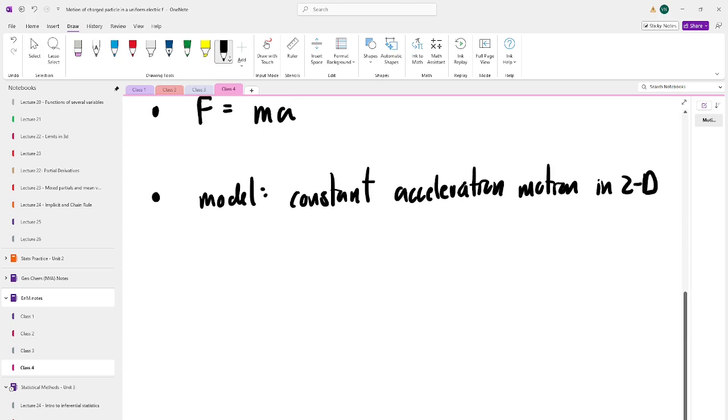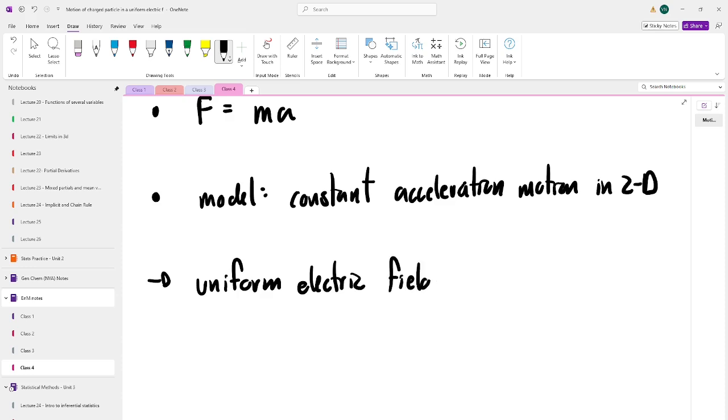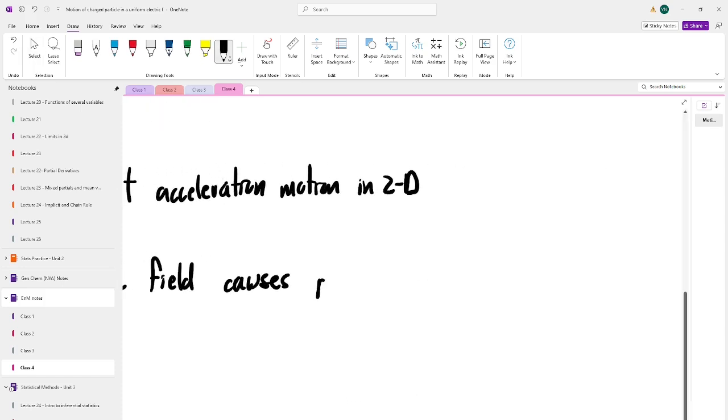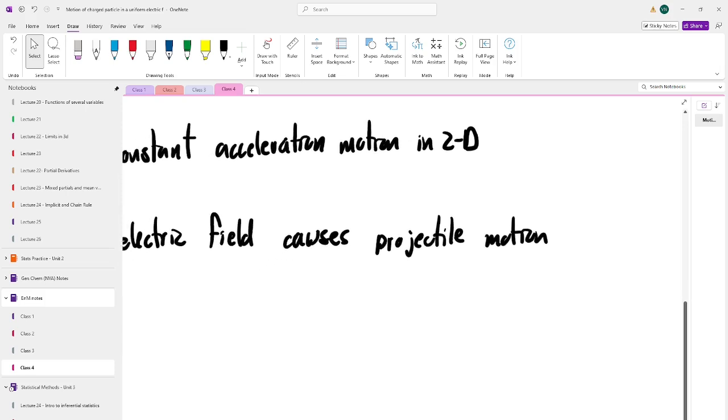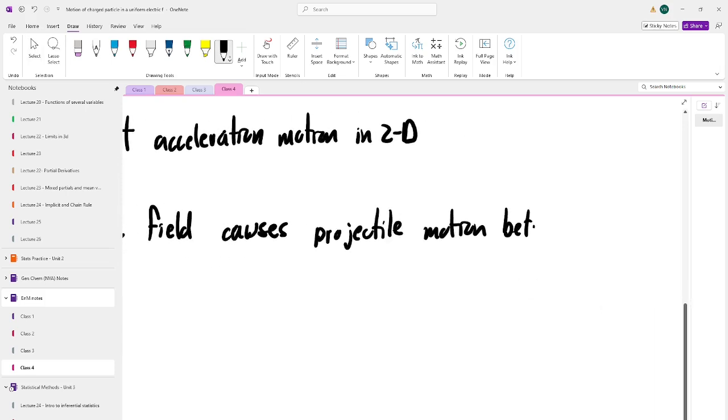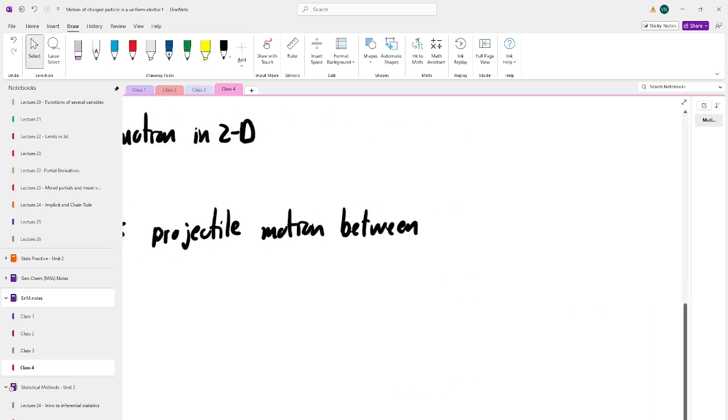So the uniform electric field causes projectile motion between the plates.